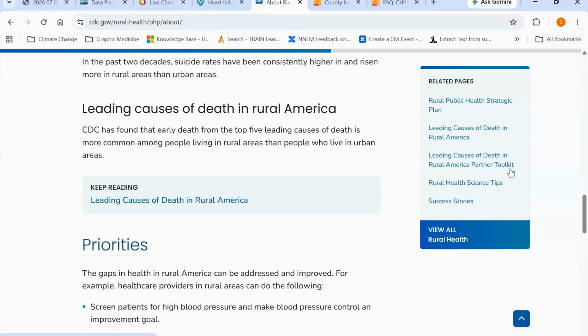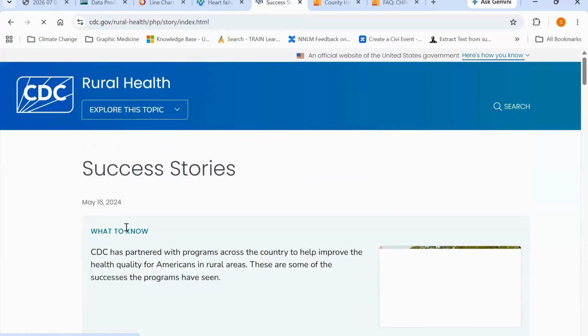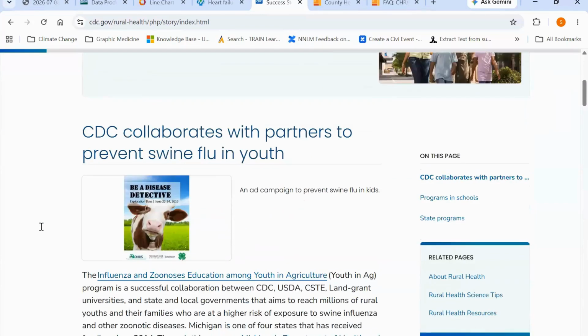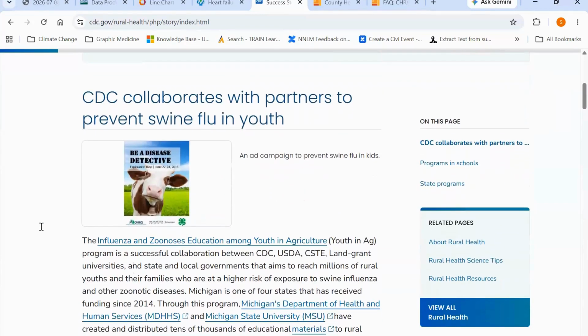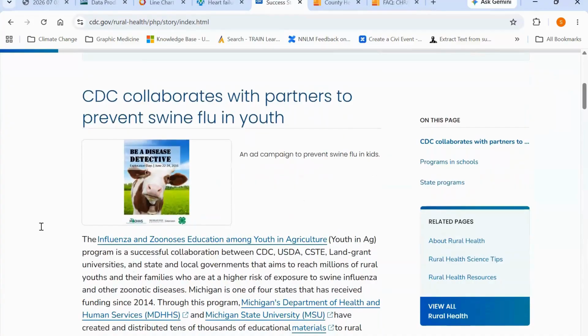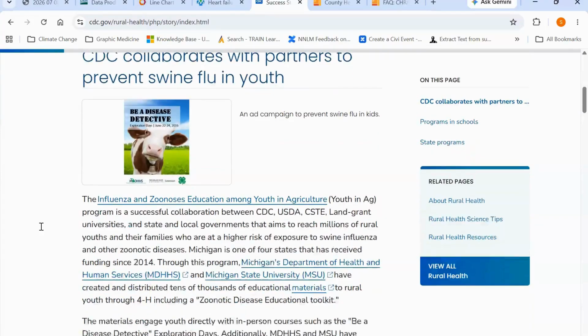So if you are a healthcare provider or working with healthcare providers, that's useful. And then the stories are another resource. In this case, the most recent one is about preventing swine flu in youth.